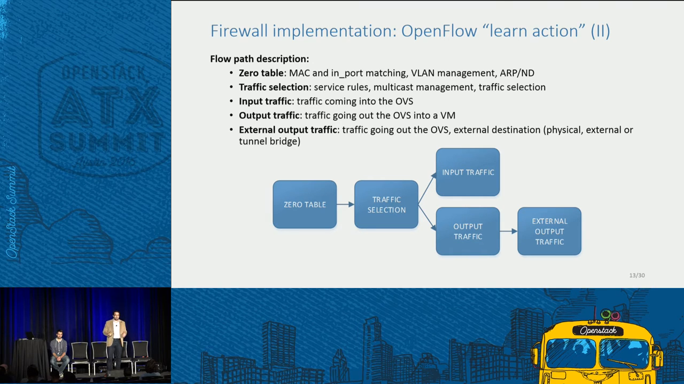And the same happens when a packet goes from a virtual machine inside the Open vSwitch. If you want to output this packet to another virtual machine or to an external source outside the host, you will have your user rules inside these tables, and you will allow or drop these packets.